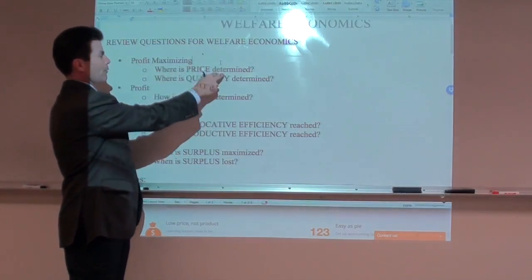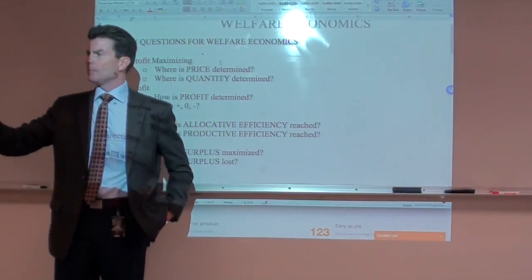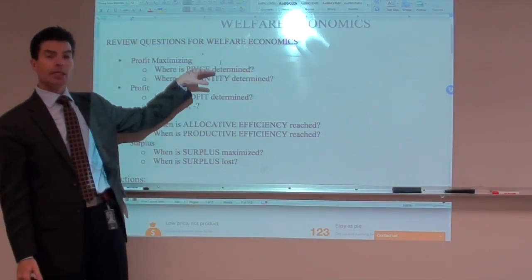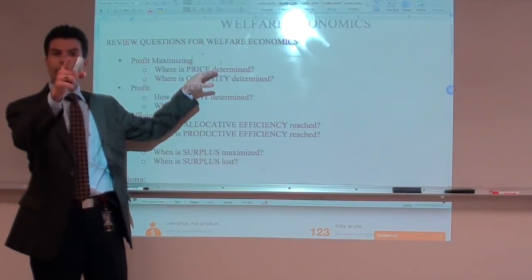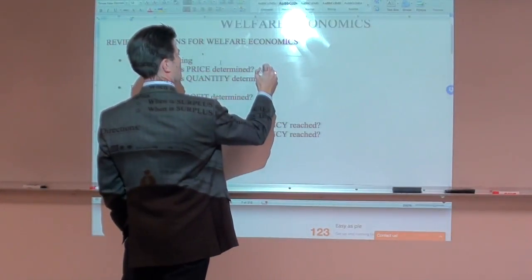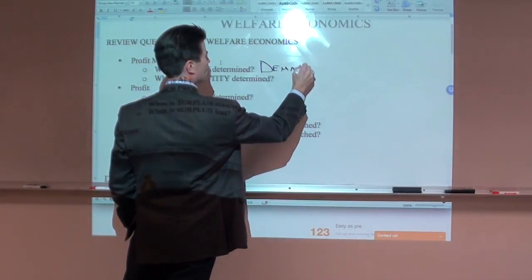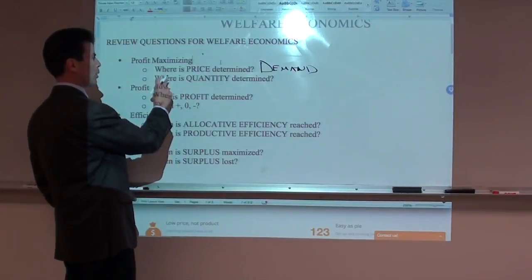So we have, where is price determined, as the very first one. I heard you guys talking over here about MR and MC. Does anyone have a different answer besides MR and MC for where is price determined? Okay, what do you got? It would be where MR equals MC, like that would be the quantity, but then you'd have to go up to the demand. Right, beautiful. If you know that you have to be at the demand, that's the important thing.